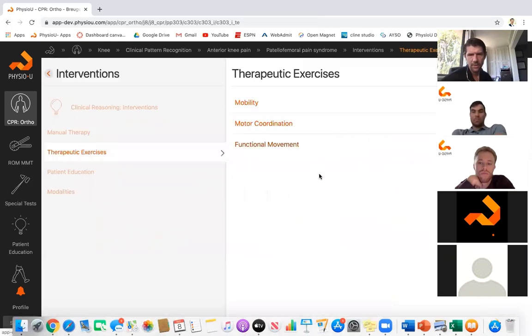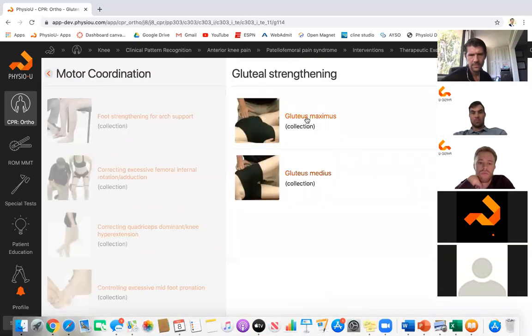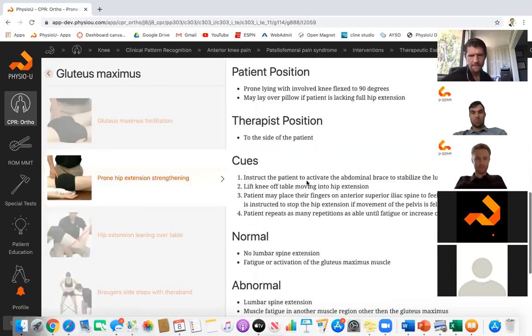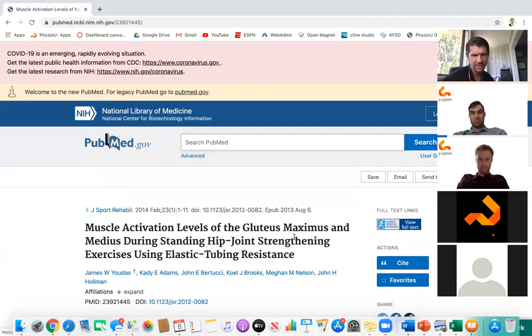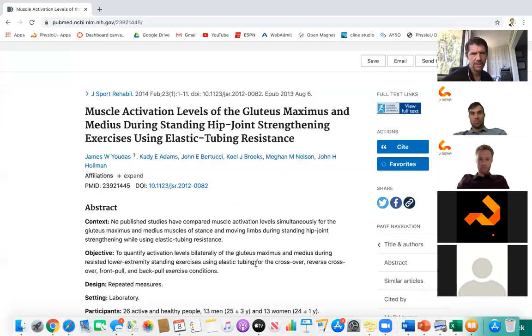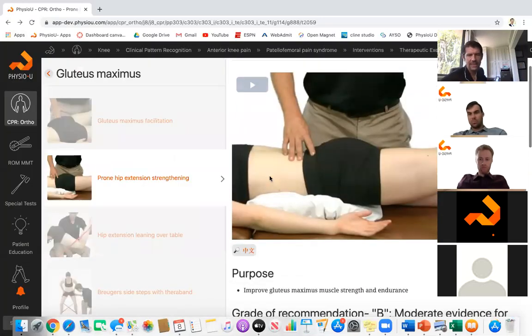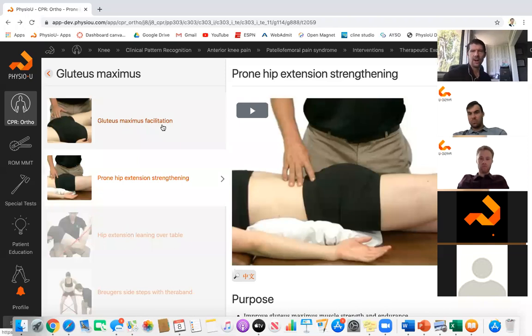If I do another one, let's see, if I just do prone hip extension. Yeah, so here you have different muscle activation during a bunch of hip strengthening exercises. So here's a different one. They're on the bottom of pretty much every single video we have in here. If there's evidence behind it, we have articles linked to it. For all of the manual skills, for all of the special tests, there's always an article linked to it.